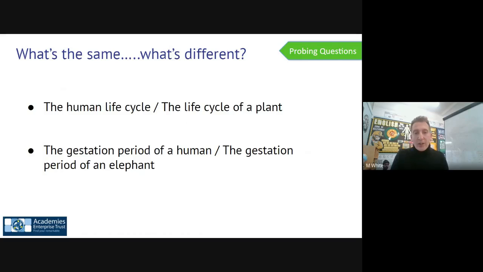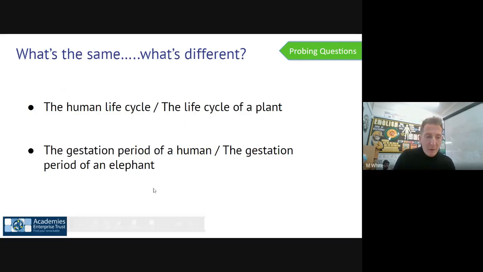So back at the start of this session, we were looking at the similarities and differences between the life cycle of a tomato plant and the life cycle of a frog. Now, I'd like you to compare the similarities and differences between humans and plants, okay? Then the second part of that, what's the same, what's different? The gestation period of a human and the gestation period of an elephant.